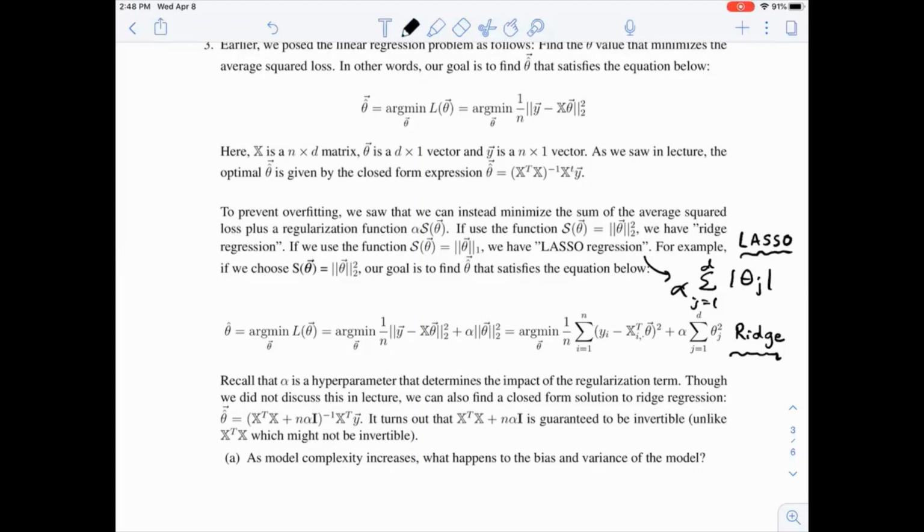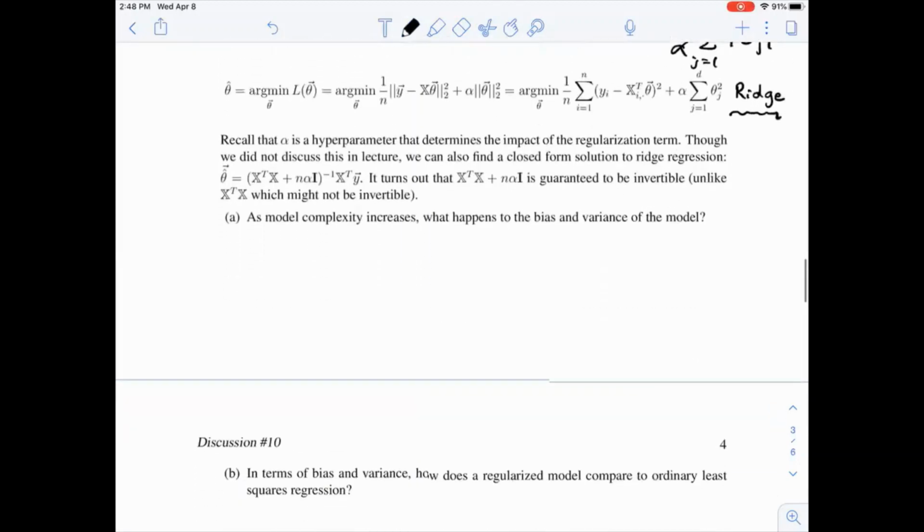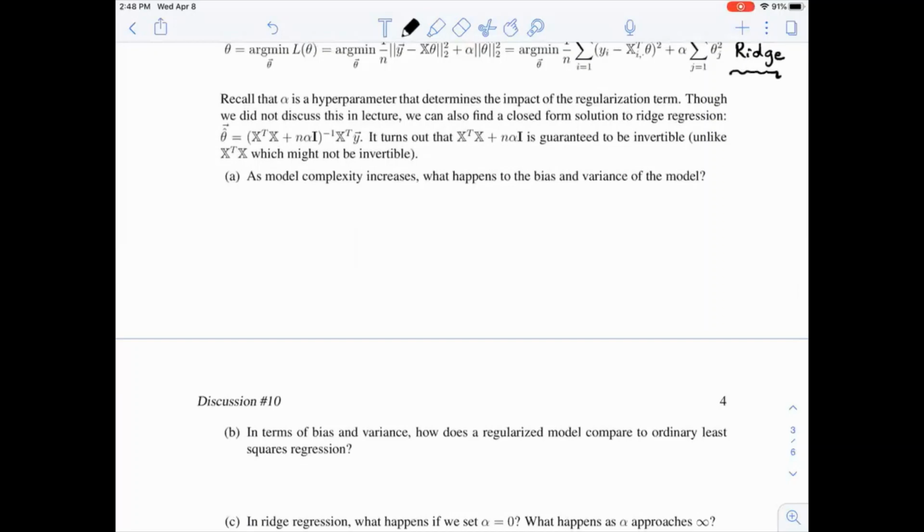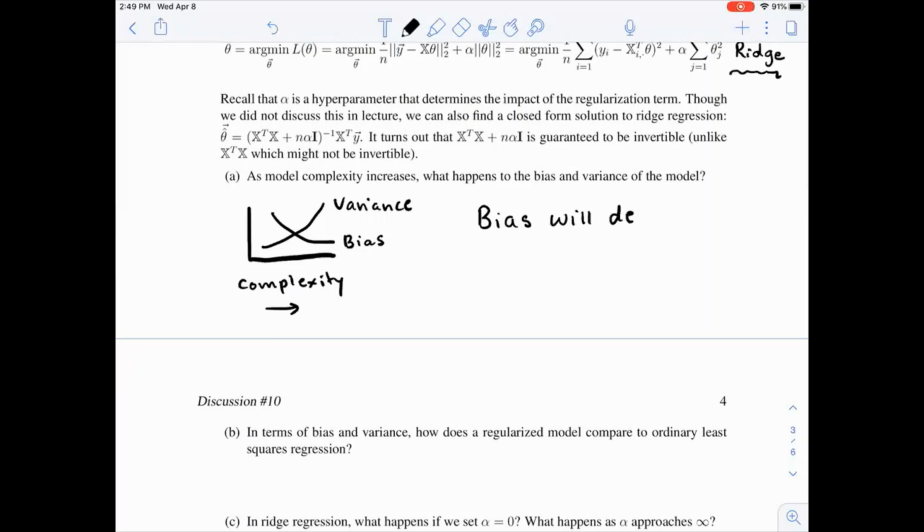Okay, let's go on to answering the questions. The first one is, as model complexity increases, what happens to the bias and variance of the model? We drew the bias variance trade-off graph before. It looks like this. We have complexity increasing this way. This is variance. This is bias. And so as model complexity increases, we see that the bias will decrease and the variance will increase.